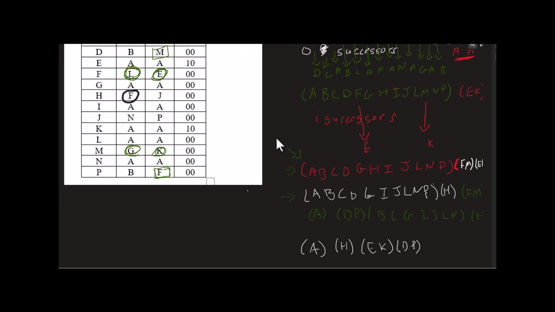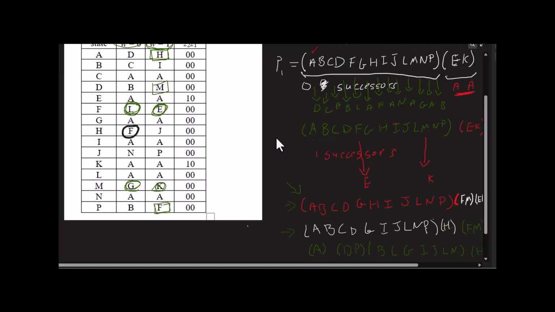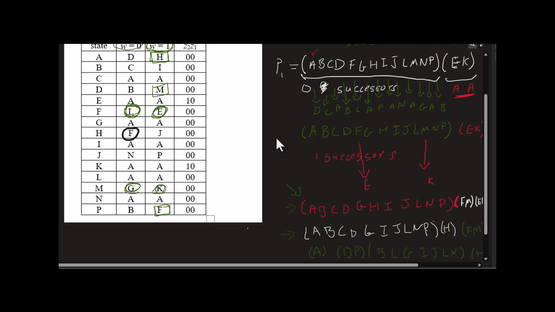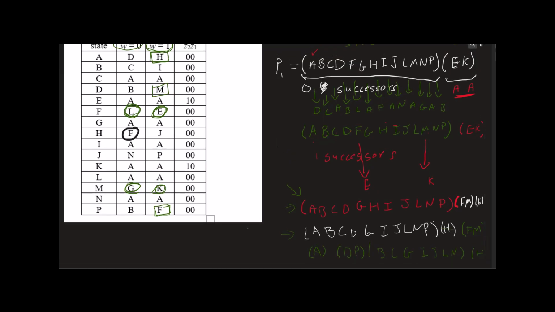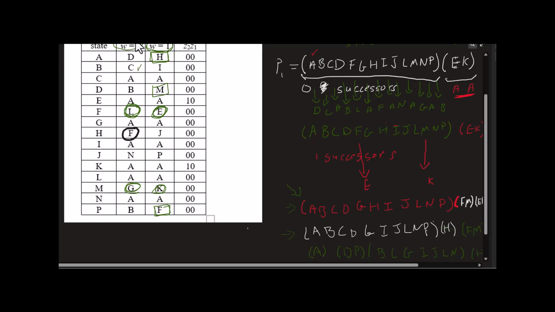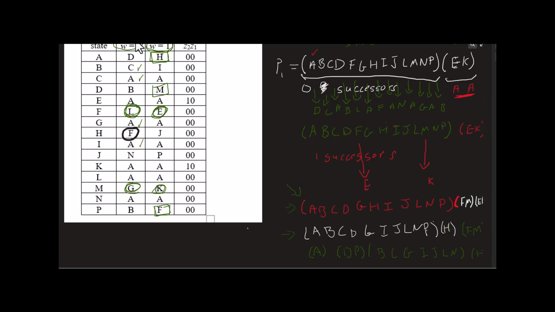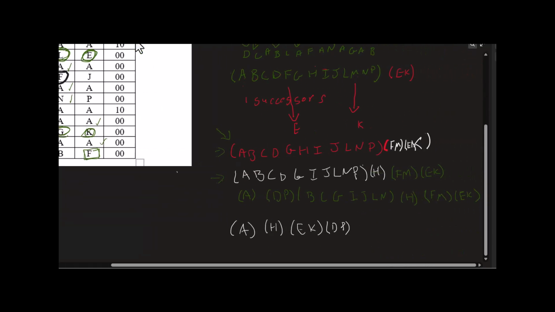Now I need to check B, C, G, I, J, L, N. B goes to C. C goes to A. G goes to A. I goes to A. J goes to N. Is that in the same set? Yes. L goes to A. And N goes to A. Okay, so those all stay together.